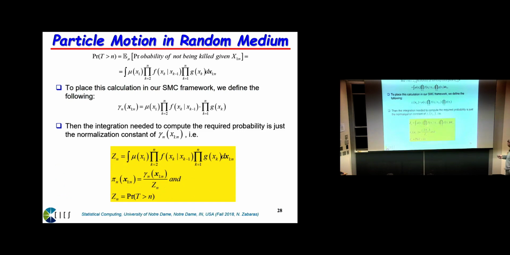So that's basically the setting. As I said, this is the normalized distribution. So effectively, the normalization factor here is actually the probability that the particle has survived at time n.